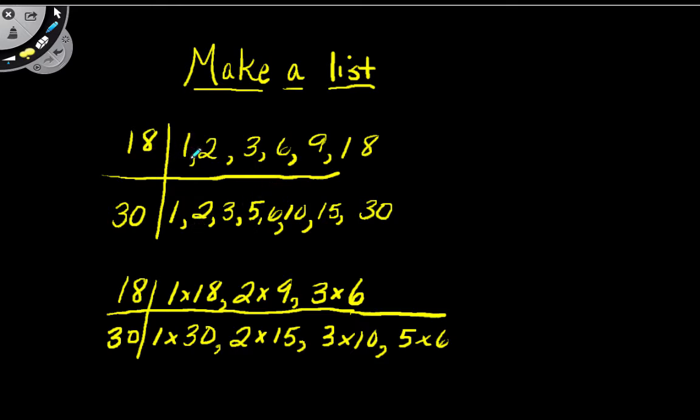So if I look at the factors they share: 1, 2, 3, and 6. But since we are finding the GCF, or the greatest common factor, we want the greatest number that they share. They share 1, 2, 3, and 6. 6 is the largest. So 6 is going to be our greatest common factor.